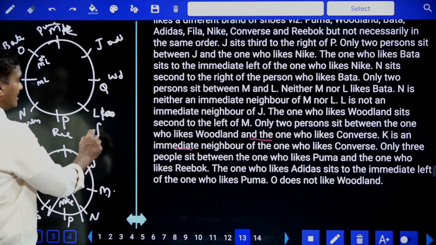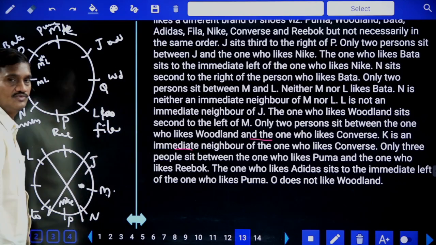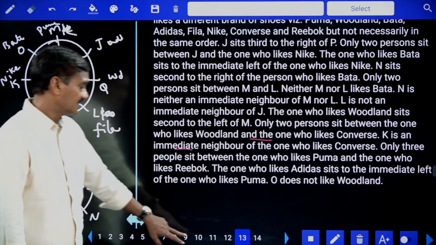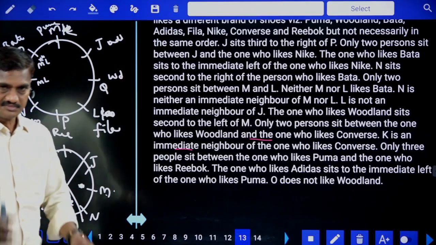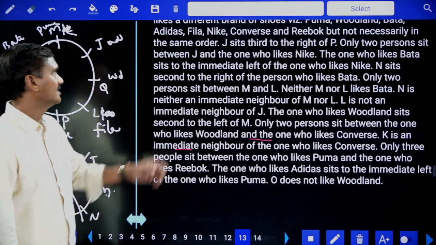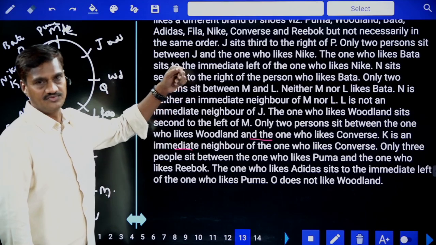Now what is the brand after here? Fila. Hence L owns Fila. Done. This is the final arrangement we have, and this is a combination of parameter and the circular table. Hence we are allotting 2 minutes to this one, which is of third level of difficulty.